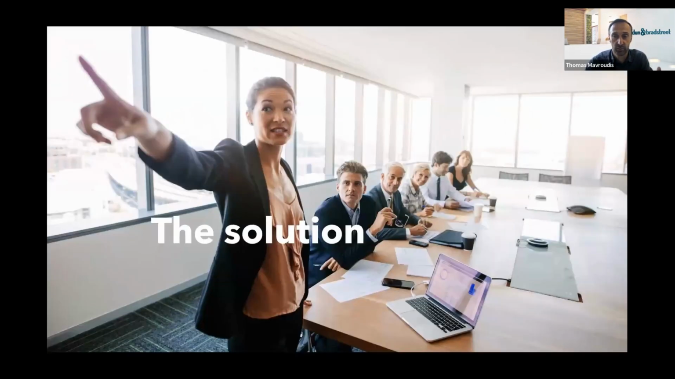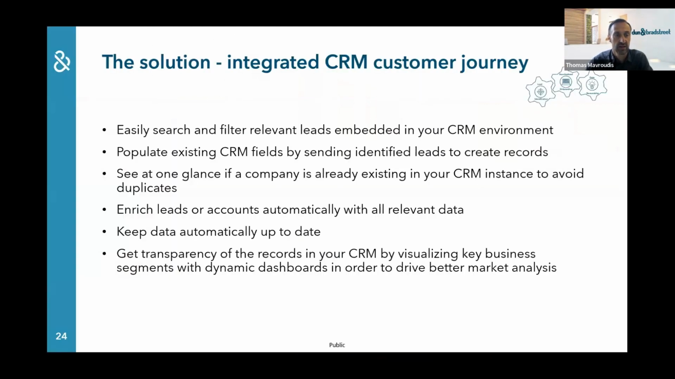I would like to summarize what the solution is after, and then go to the live system. The solution we propose is that we need to have something in our CRM system which is easy to use, to search and filter relevant leads. Once identified, we need to populate existing CRM fields with the relevant information. And we need to have the information at one glance and avoid duplicates.